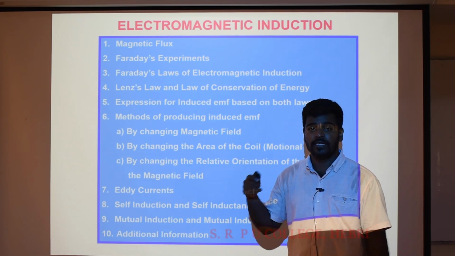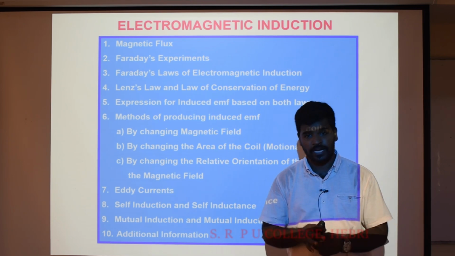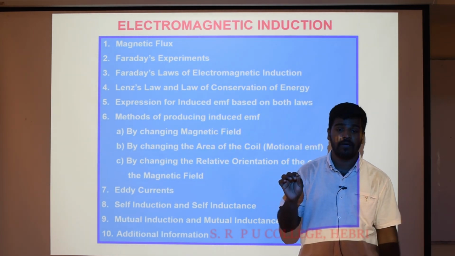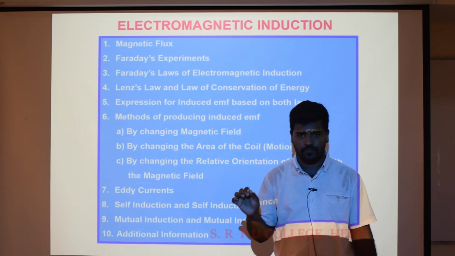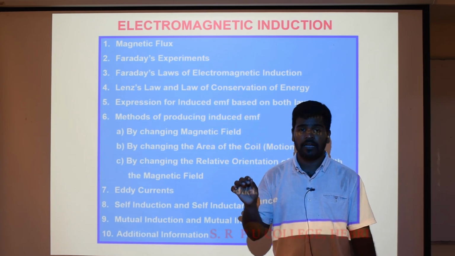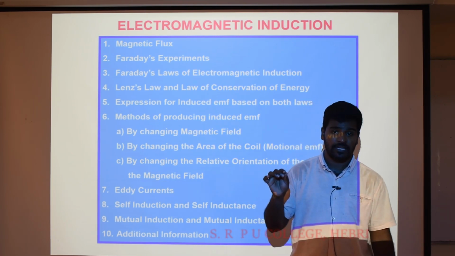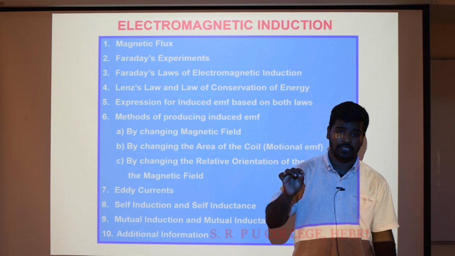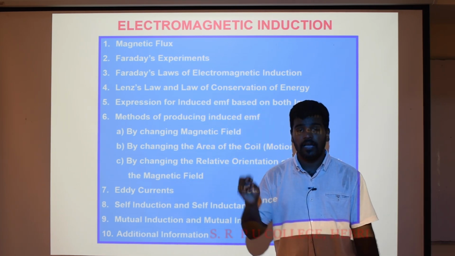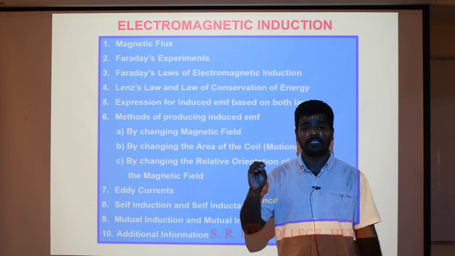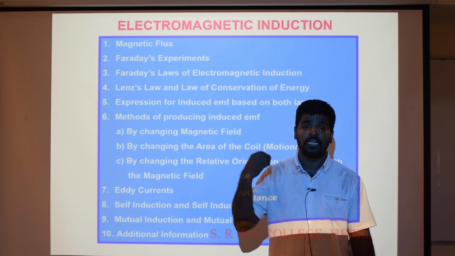Is it clear? Yes. Electromagnetic induction, what does it mean? In the year 1820, Christian Oersted observed that an electric current produces a magnetic field. Later on, Ampere and other scientists proved that the moving electric charges produce a magnetic field. Therefore, it was concluded that electricity as well as magnetism are interrelated, which means that the electric field is associated with the magnetic field.